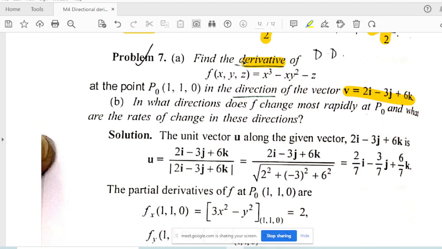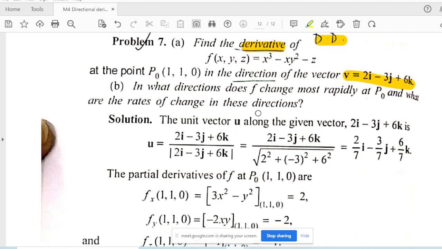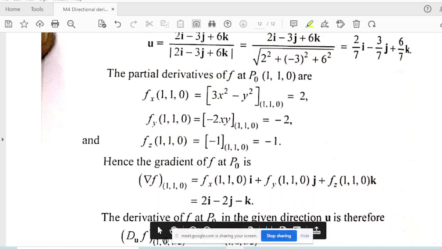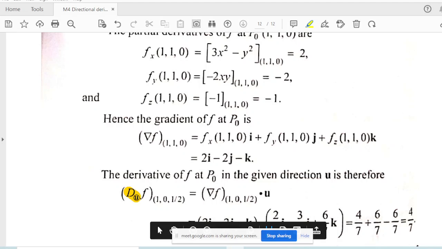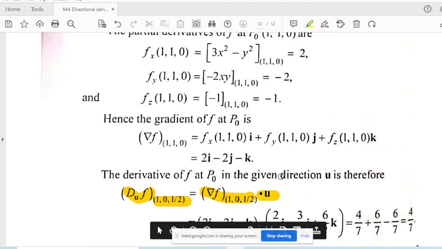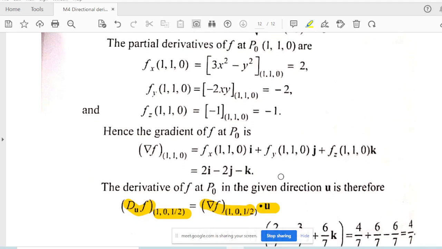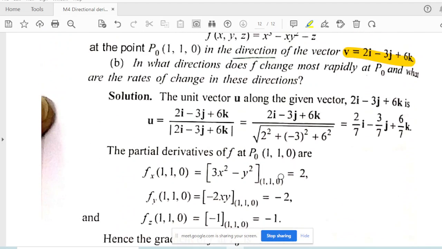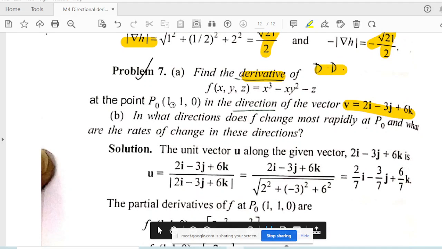So firstly, what do we need to find? This part asks for the directional derivative, so let us find it. Because if we are asked for the derivative in a direction, we always have to find the directional derivative. So for that, we know the formula. What is the directional derivative formula? D_u f at 1 0 half is equal to del f at 1 0 half dot u. First we have to find, actually the point is not 1 0 half here, it is 1 1 0.